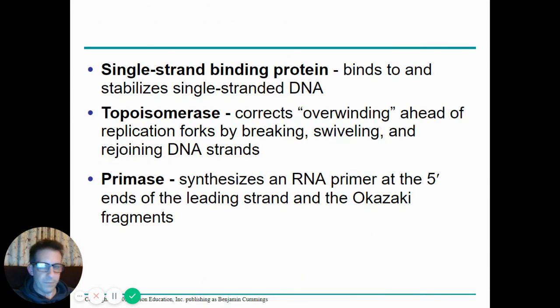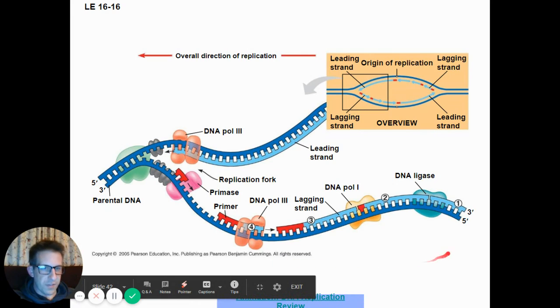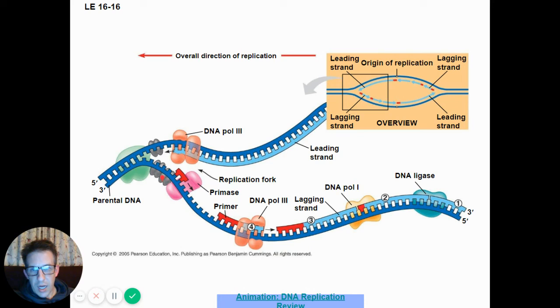They were there because of the way that DNA has to lay down base pairs. Okay, so here we can see all this stuff together. We can see everything. I like this picture as something that you can study from. It shows you the overall direction of replication. It labels both ends of the DNA, shows you the leading strand, what's happening with DNA polymerase 1 over here.